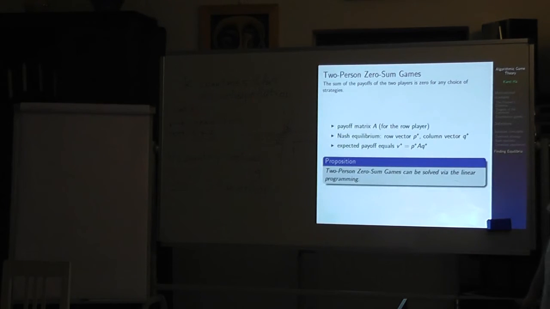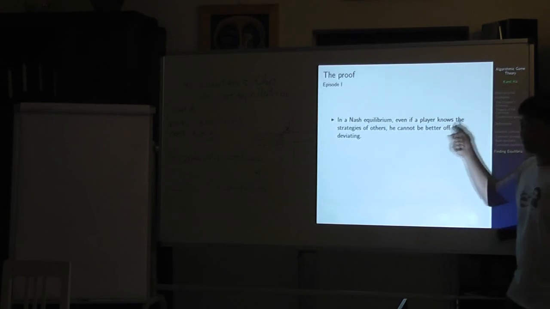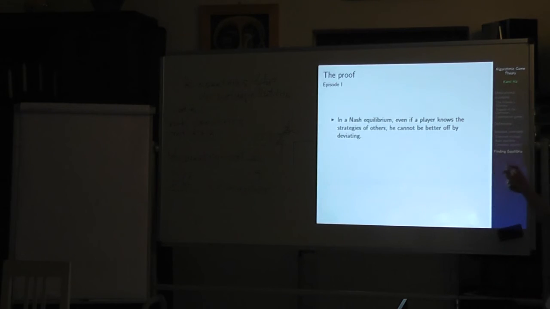The proposition is that two-person zero-sum games can be solved by linear programming, which is good, quite a good method to solve it. So let's move to the proof. Episode 1 of the proof. Suppose you have a Nash equilibrium. Even if you know the strategies of other players, you have no reason to deviate from your strategy. That was the definition of Nash equilibrium.